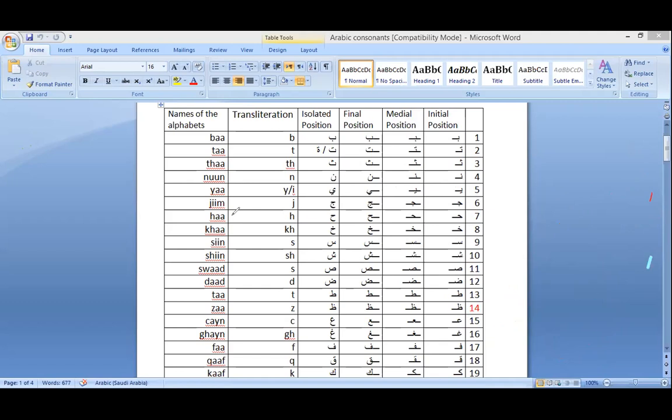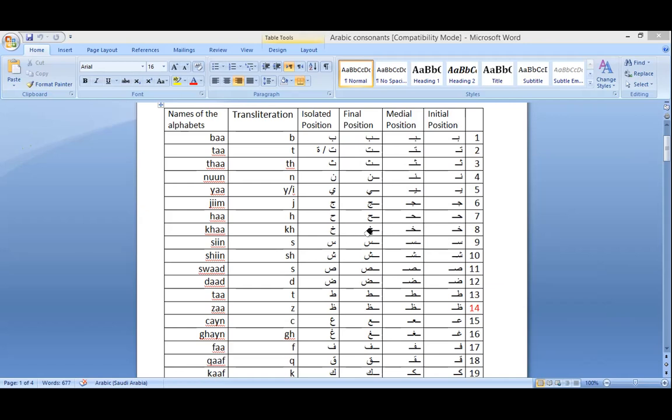Good. Now you go to the other group, Ja, Ha, and Kha. This is Ja final, this is Ha final, this is Kha final. So there's no change in Ha and Kha. If you look at all from here, they just look alike.